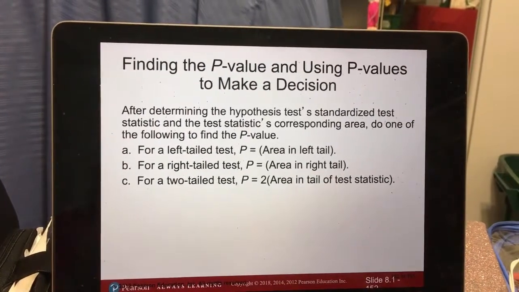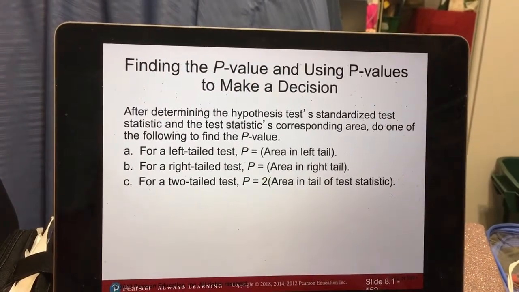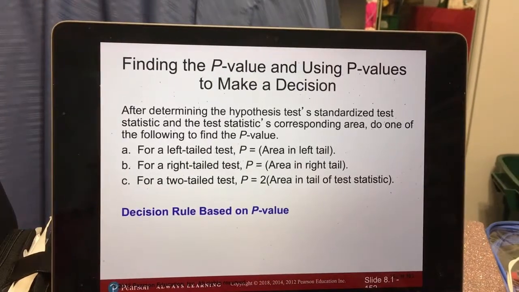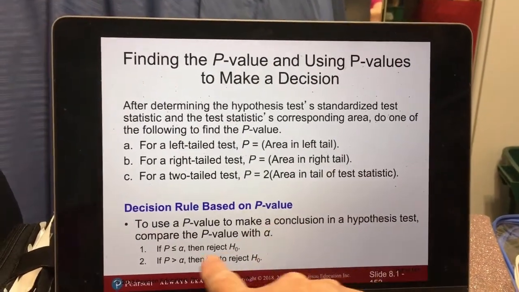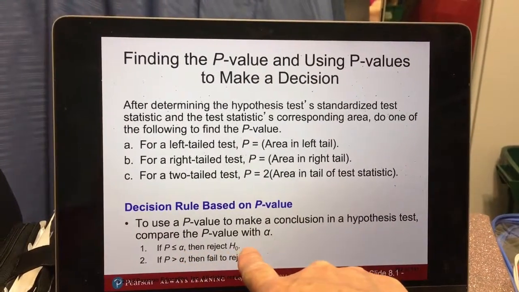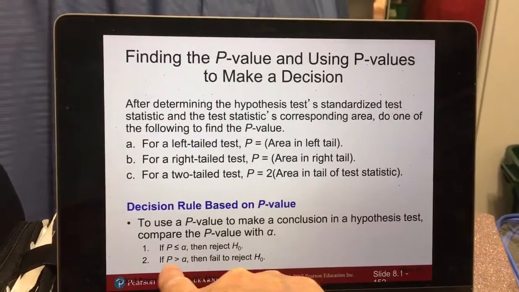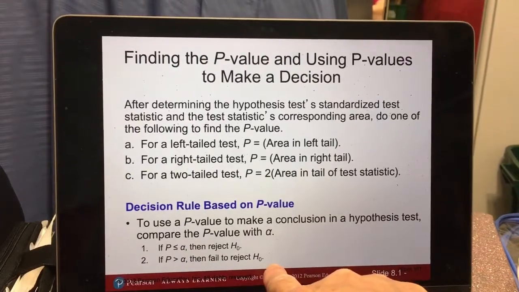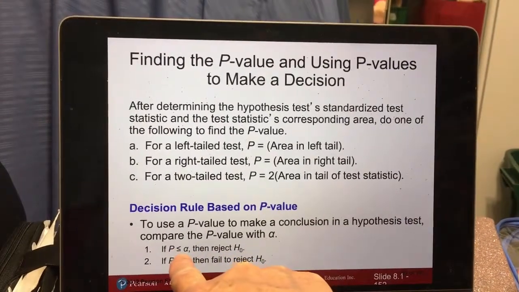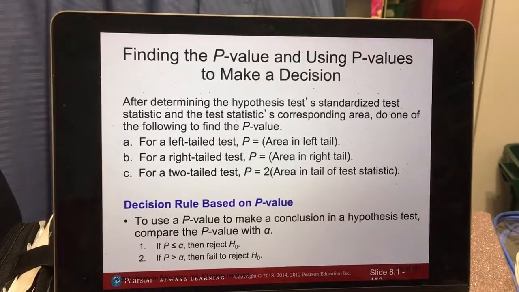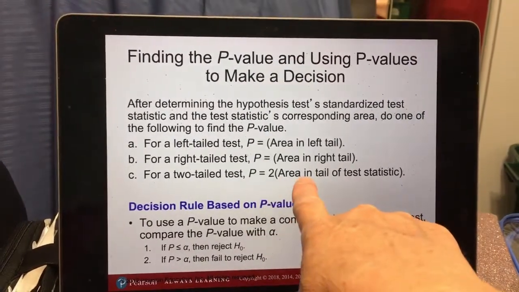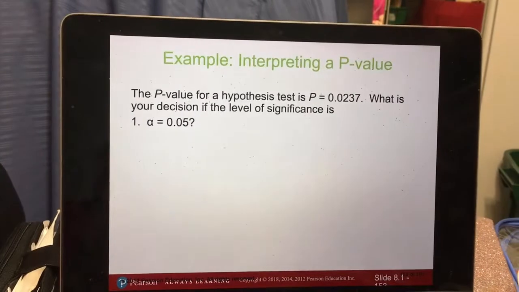So basically, we're going to double that to compare it back to our alpha. So decision rule based on a p-value. If the p is less than alpha, we're going to reject the H sub 0. If the p is greater than the alpha, we fail to reject. So less than or equal to alpha, we reject. Otherwise, we fail to reject. If we have two tails, we double it before we do the comparison.